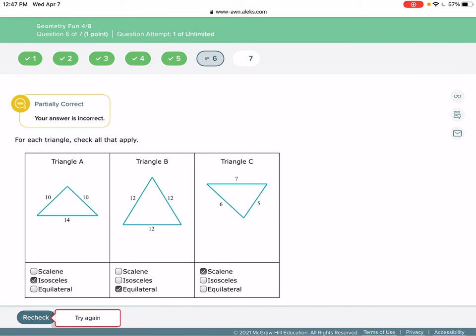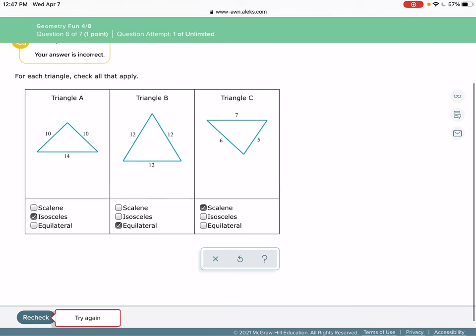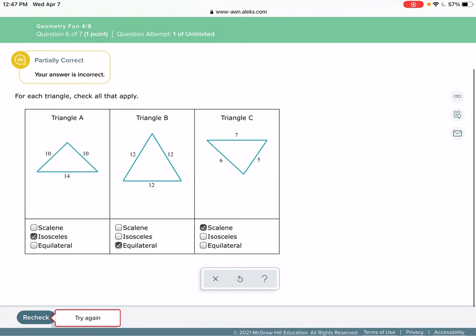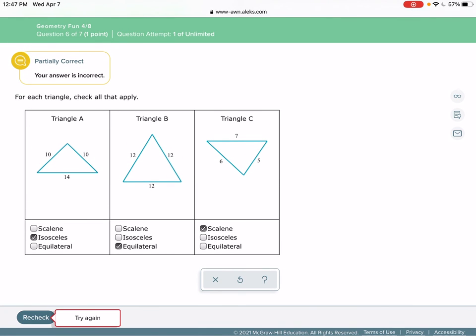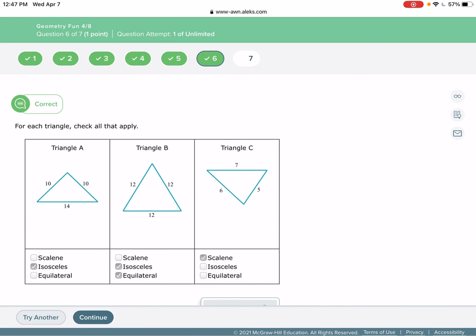Oh, wait a minute, your answer is incorrect. What did I get wrong? Is it possible that triangle B is not only an equilateral triangle, but also an isosceles triangle? Yes, it's absolutely possible. Let's try that. Let's click isosceles and try again. There we go.